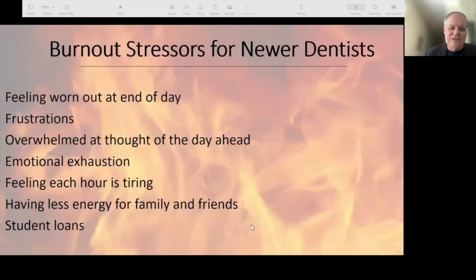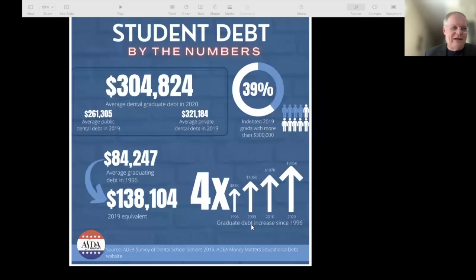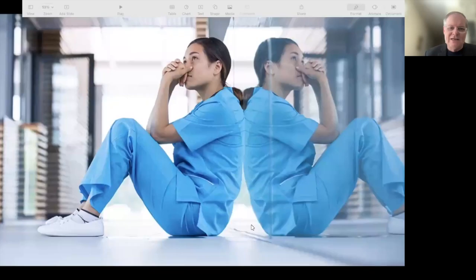Younger dentists, student loans. We've already talked about the alcoholism increase and also the exhaustion, but student loans are right now about 300,000 according to ASDA. The way to think about that is that it has gone up about 4 times since 1996. So this is what all this accumulated inflammation, if you will, or accumulated issues that we deal with, this is what burnout looks like. You just don't have the energy or the focus anymore. And you're wondering, how am I going to get out of this? It's like you're in a funk.